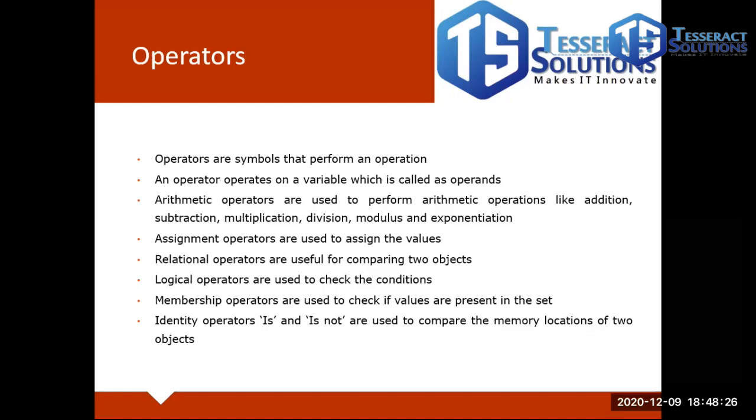Again, there are identity operators like is and is not. These operators are used to compare the identity of two objects, whether the two objects are identical. There is a difference between identical and equal. When we say equal, it compares the values of two objects, and when we say identical, it checks the memory location of those objects. To check the memory location, we use the is and is not operators.